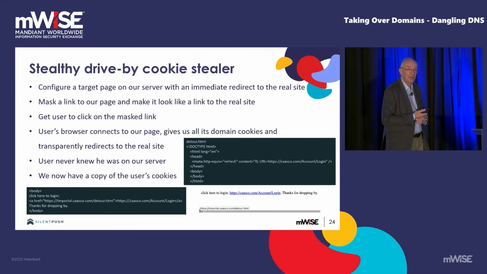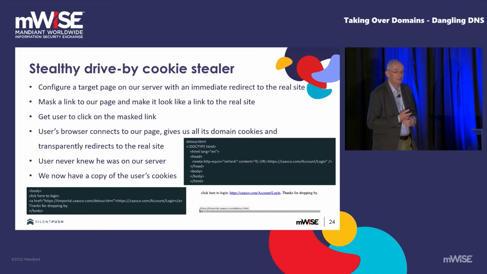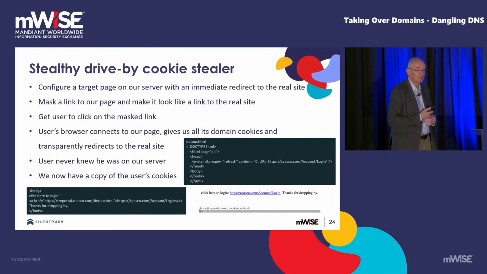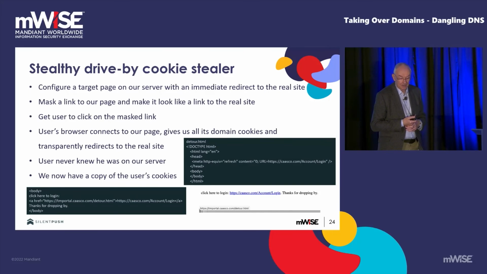But what happens in the background is that the user's browser connects to us, generously gives us all its domain cookies, and then immediately redirects back to the real site. So the user never knew what hit him, basically. And the outcome from our point of view is that we now have a copy of all of his cookies. And we can do that with those 3 snippets of, it's not even code, right? You can see it down the bottom. That's all we need. In this case, we made it explicit that we have a detour page that we're linking to, but we don't need that. We can do that on the root of the subdomain as well, and then it'll be completely invisible.